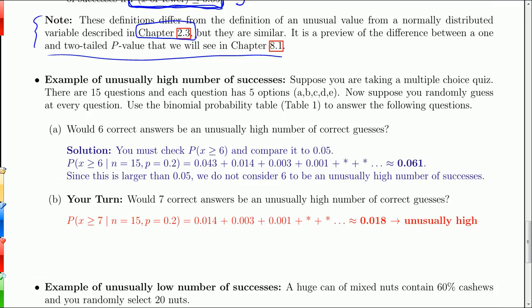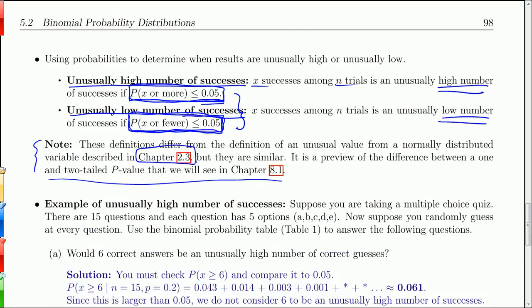Let's do an example. This is probably confusing. Here's the idea. They look like the same definition, don't they? What makes them different is a number is unusually high if the probability of X or more is less than 0.05. It's unusually low if the probability of X or fewer is less than 0.05. So that's the only difference, but it's an important difference.